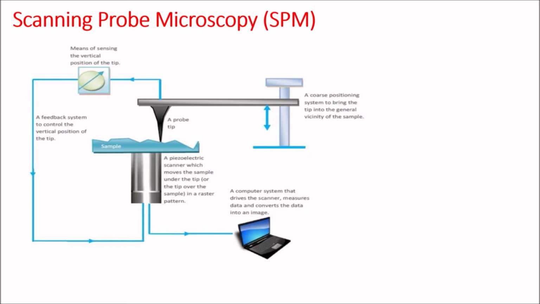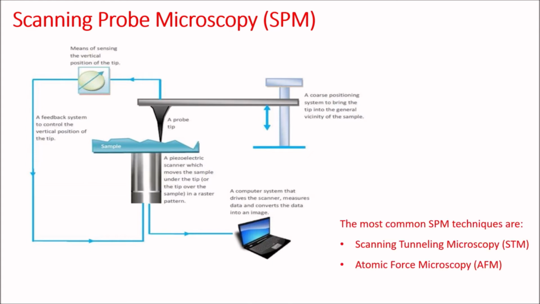SPM is a powerful technique to obtain three-dimensional real space images of nanostructures and to perform nanoscopically localized measurements of physical properties such as local density of electronic states with atomic resolution. In contrast to electron microscopy, no special sample preparation is required in SPM techniques. The most common scanning probe microscopic techniques are scanning tunneling microscopy, or STM, and atomic force microscopy, or AFM.